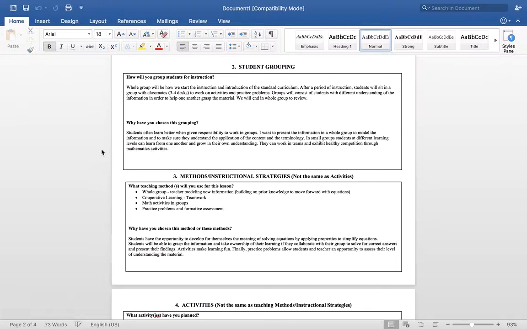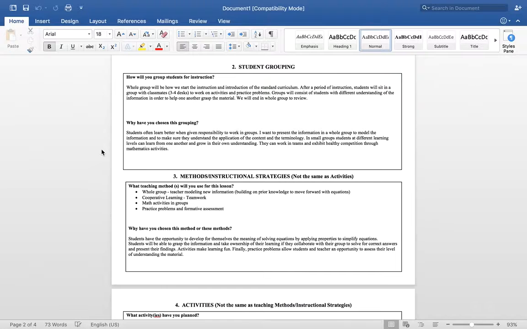Our third section will be my methods and instructional strategies. The teaching method I will use for this particular lesson will be the whole group, where I, as the teacher, will model the new information, building on what we've previously learned in units, so that we can move forward in our learning of equations.